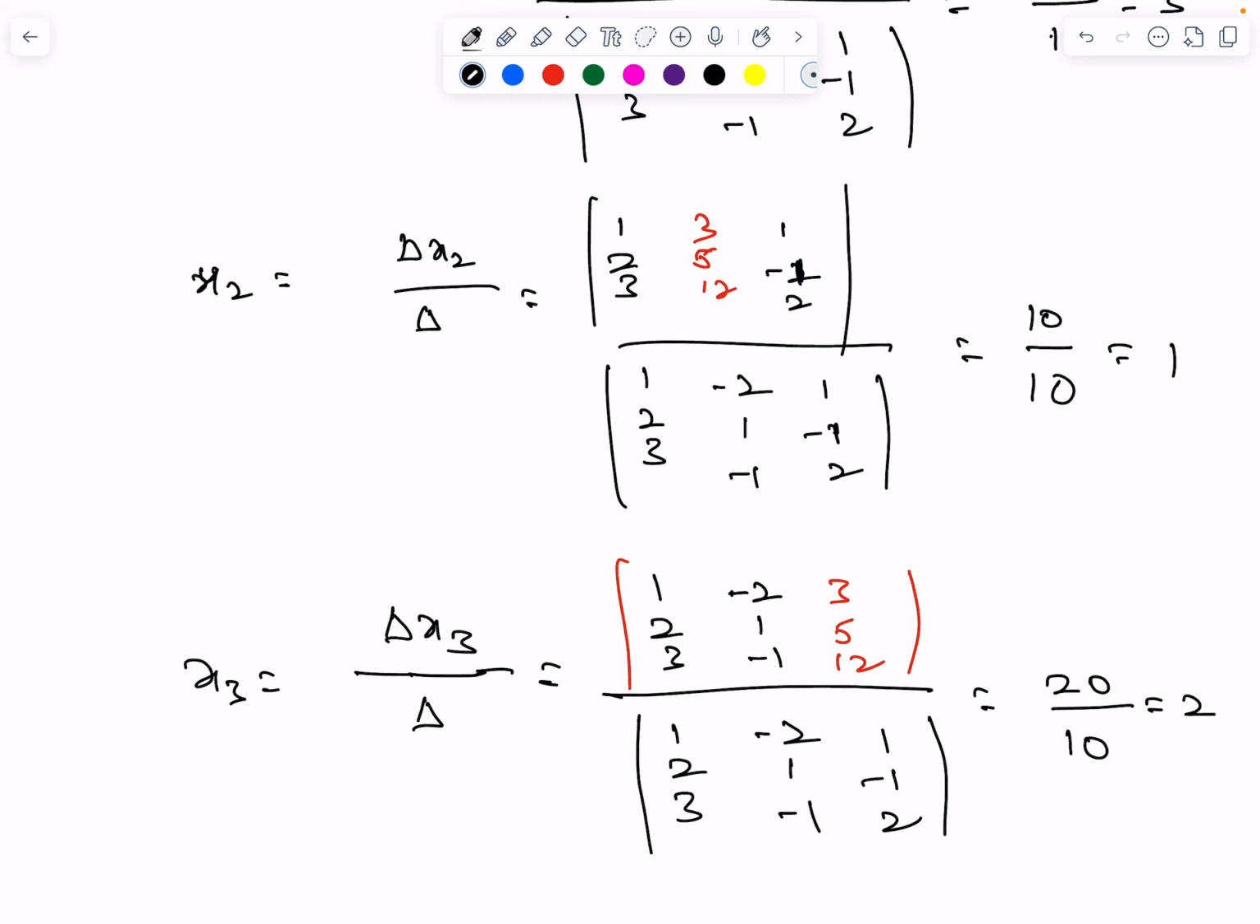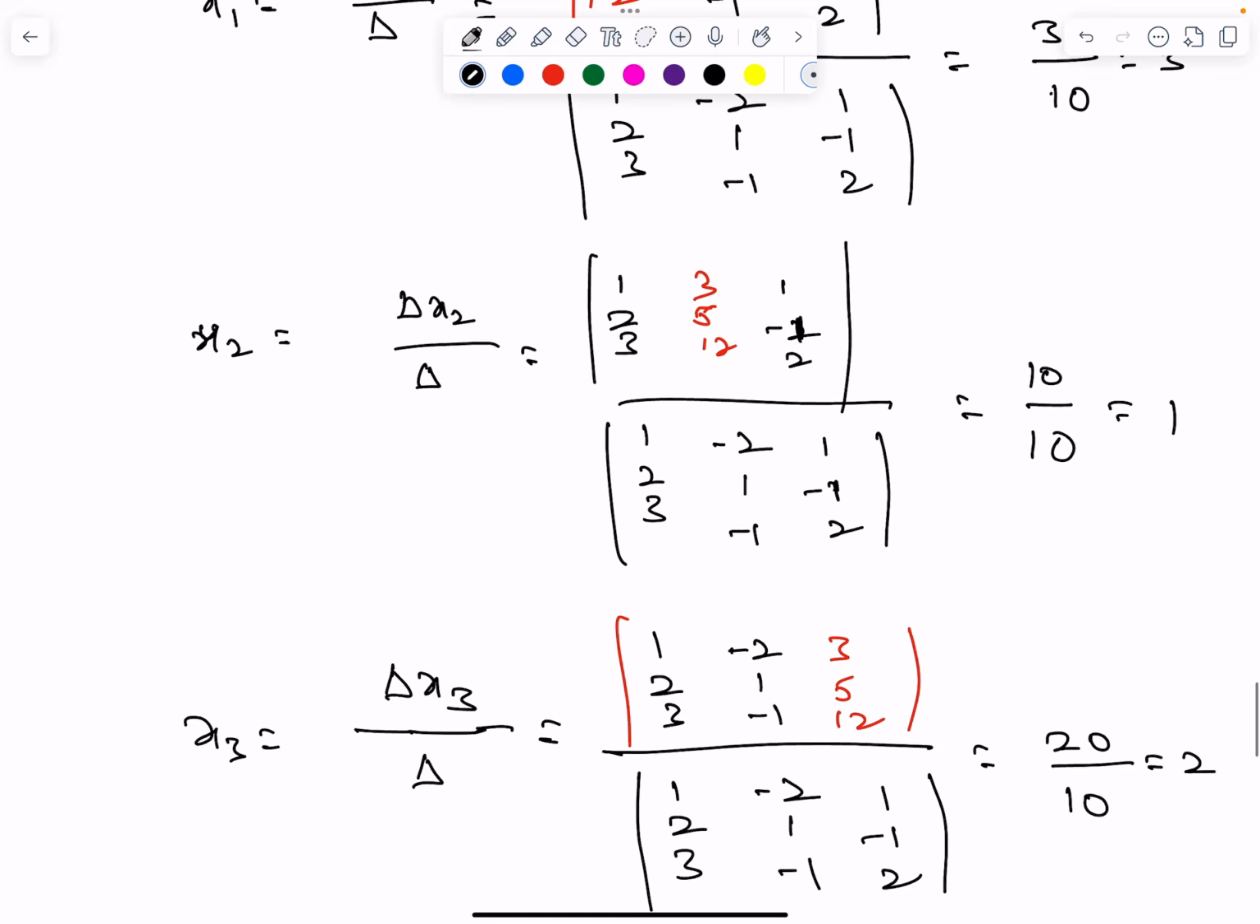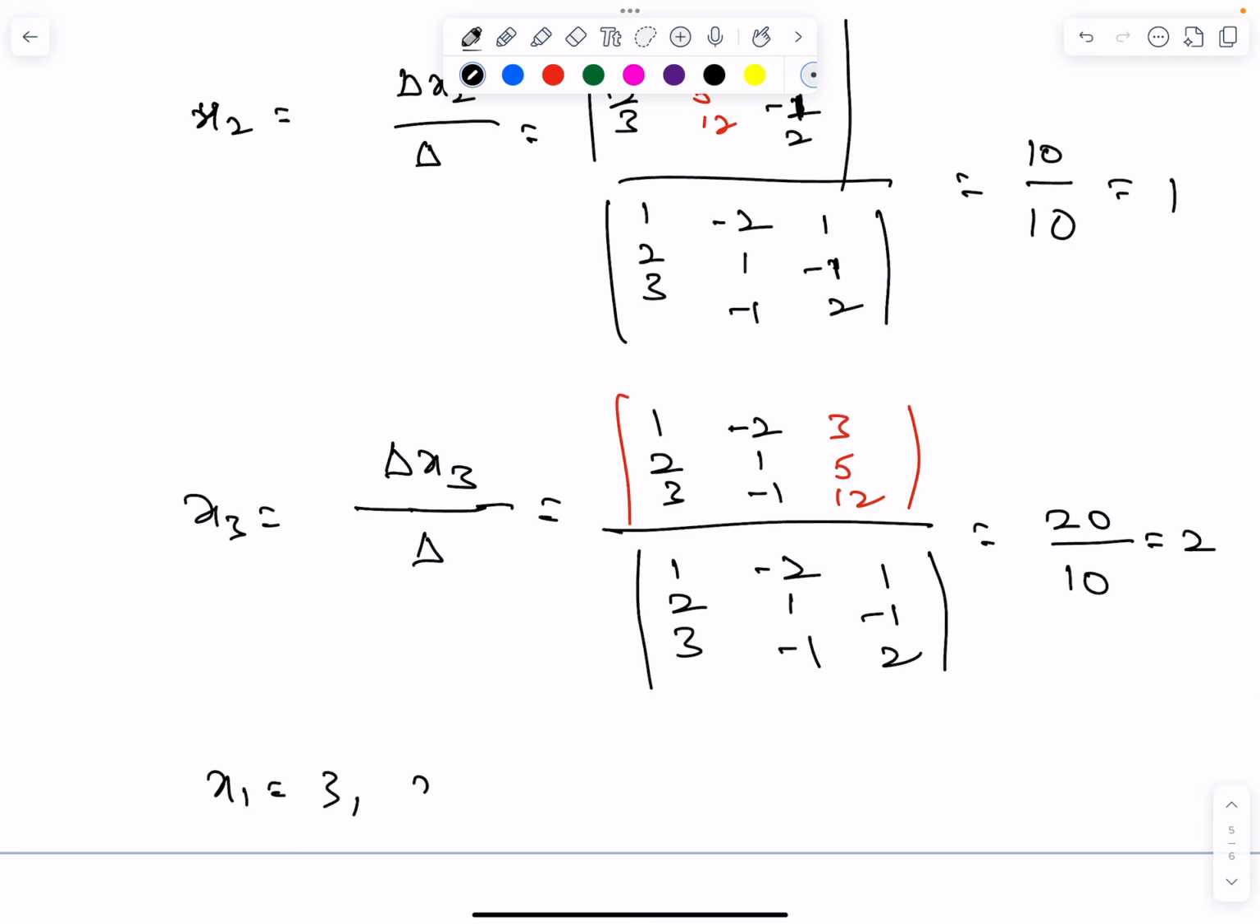So in all these three cases, finding x1, x2, x3, the determinant of the denominator is fixed. Only the determinant of the numerator keeps on changing, because you are replacing a column of A each time in the process of finding x, y, z or x1, x2, x3, these unknowns. Hence, x1 is equal to 3, x2 is equal to 1 and x3 is equal to 2.